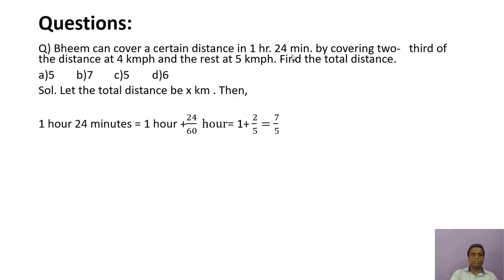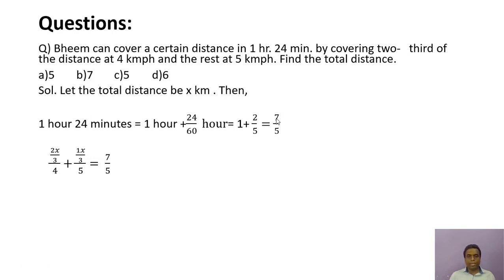So 1 hour 24 minutes can be converted into 1 hour plus 24 by 60, because 60 minutes are in 1 hour. So we divide minutes by 60 to get hours form. What is 24 upon 60? 2 by 5. So 1 plus 2 by 5 is equal to 7 by 5, right? Now we will apply the relation of time, speed and distance. So now we have the total time.